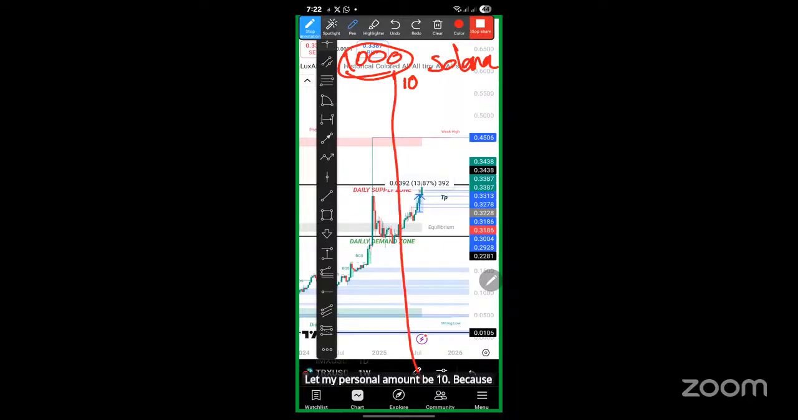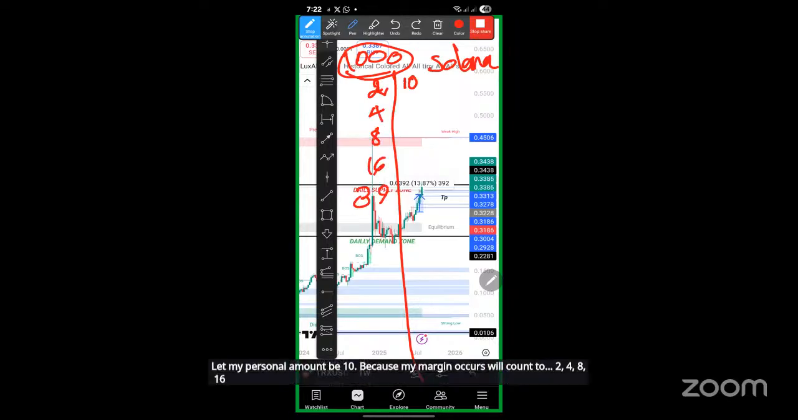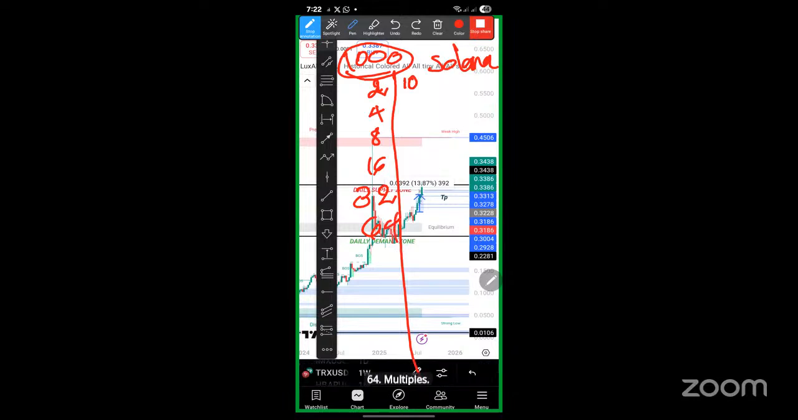Because my margin calls will count 2, 4, 8, 16, 32, 64. Multiples, double up strategy. We are using a sub-bin mode real-time settlement. I buy Solana with $10. It drops, I put 20. It drops, I put 40. It drops, I put 80. It drops, I put 160. It drops, I put 320. It drops again, I put 640.